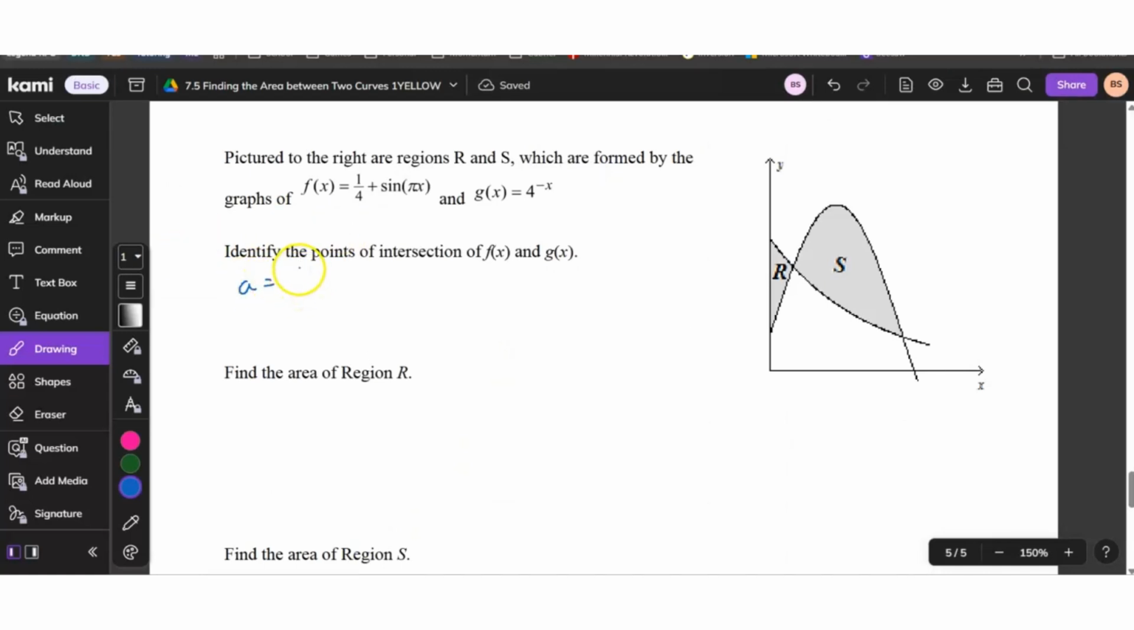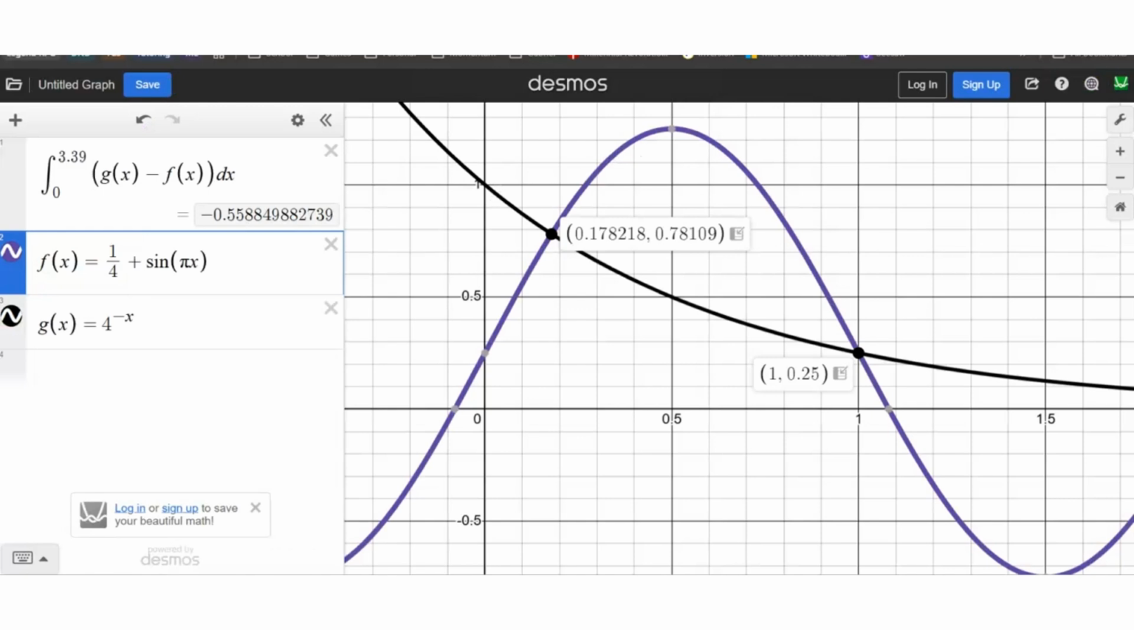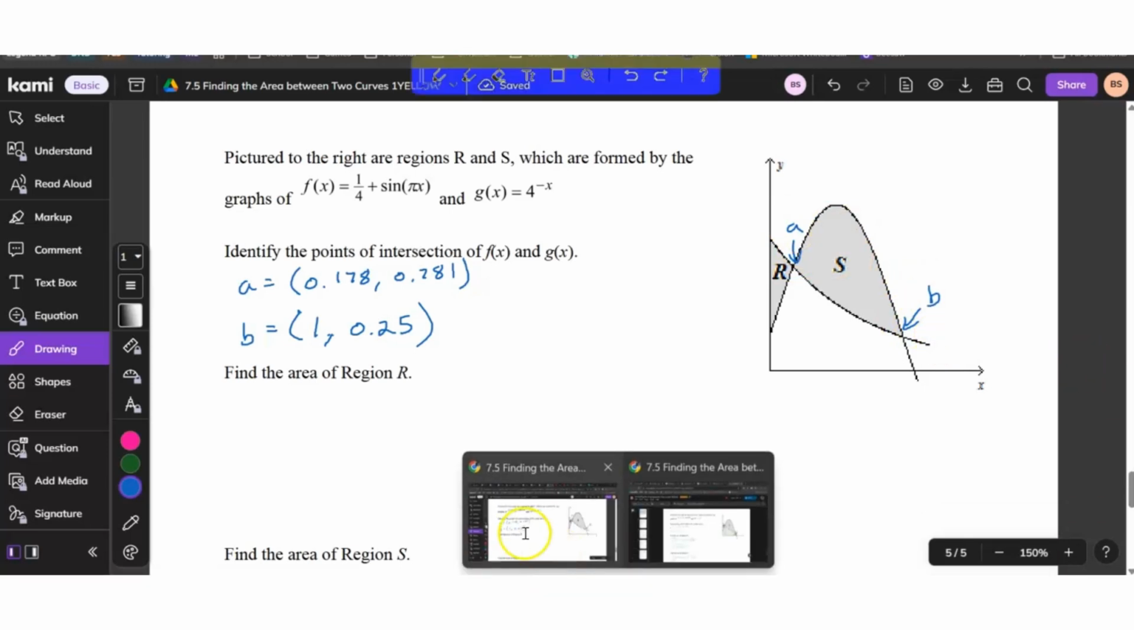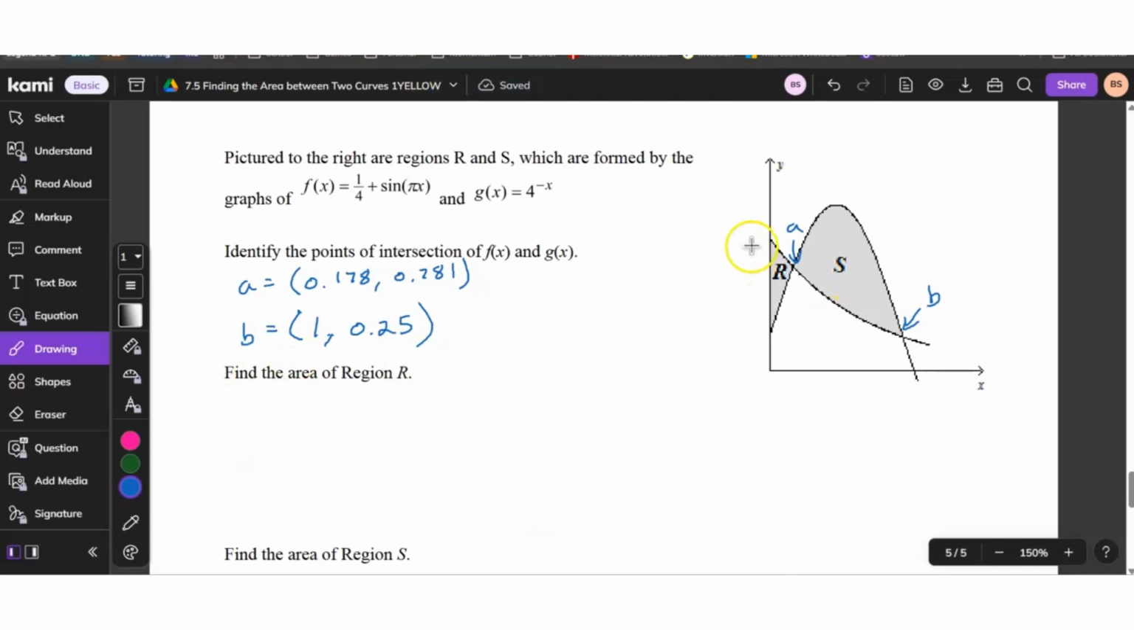So it was 0.178, and then 0.781. Okay, we'll do 3 decimal places. And then 1. Where this one here is going to be A and this one here is going to be B. Okay. Amazing. All right, now find the region of R.